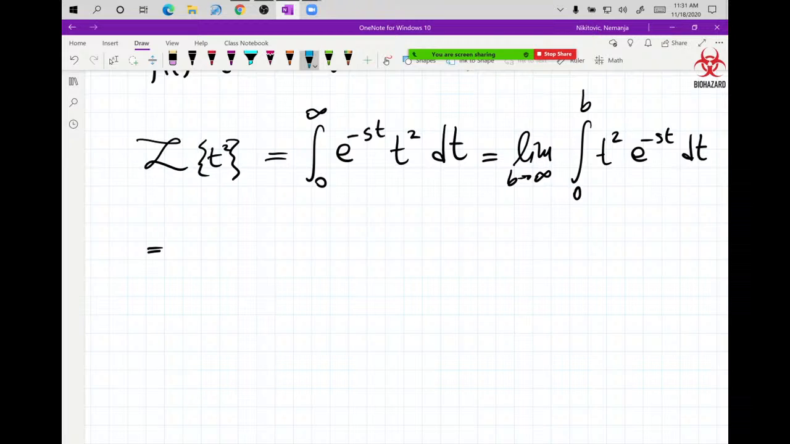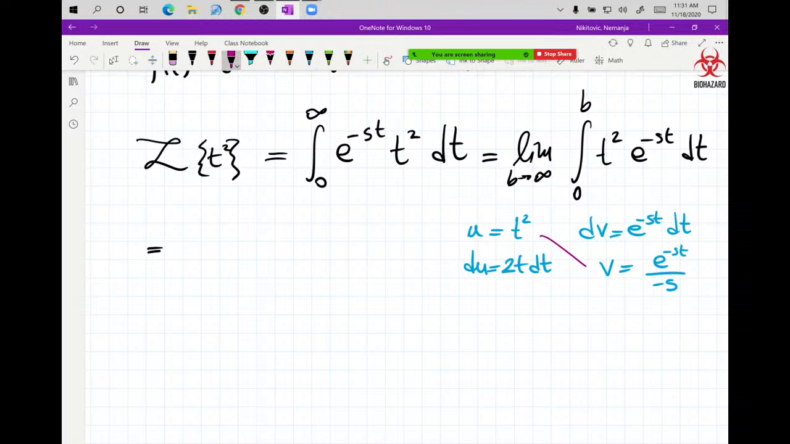And you know that you're supposed to come up with a u, in this case t squared, and a dv, e to the negative st dt, and then du will be 2t dt, and the v would be e to the negative st divided by negative s. And then you have the formula, right? The integration by parts, where you multiply u times v and then minus the integral of v times du. I like to put that arrow there.